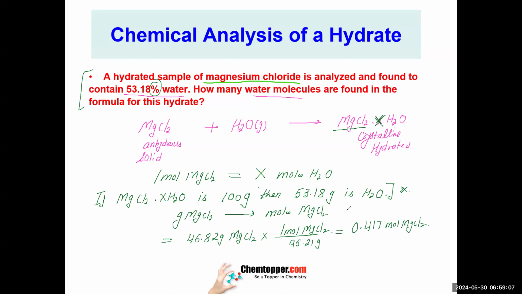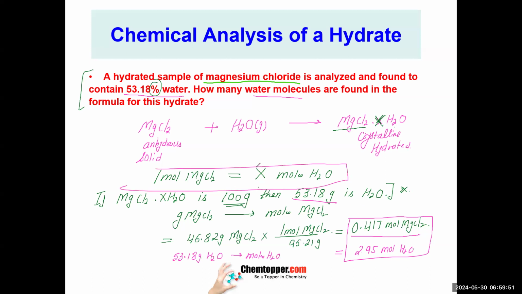Do I know moles of water in this sample, 100 grams? Like with these moles of MgCl2, how many moles of water? I know the grams of water. So convert your 53.18 grams of water to moles of water. How much are you getting? Yes, very good, 2.95 moles of water. Now I can take this ratio and put it equal to this ratio to know X.